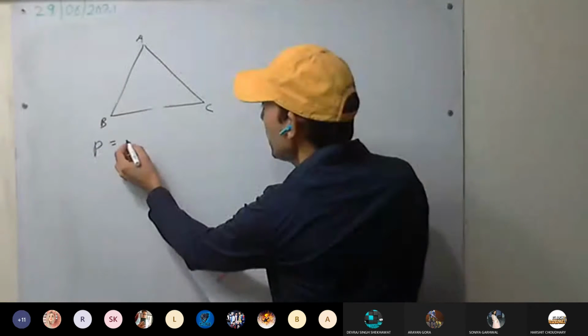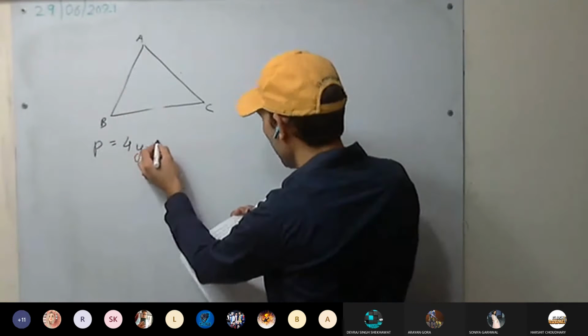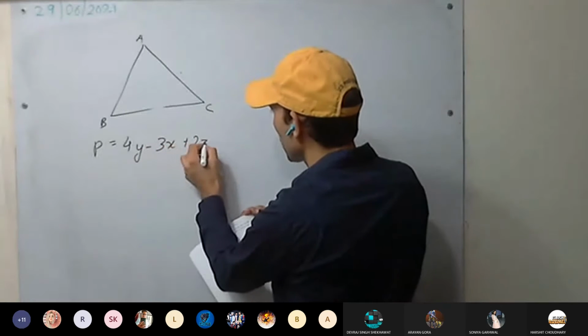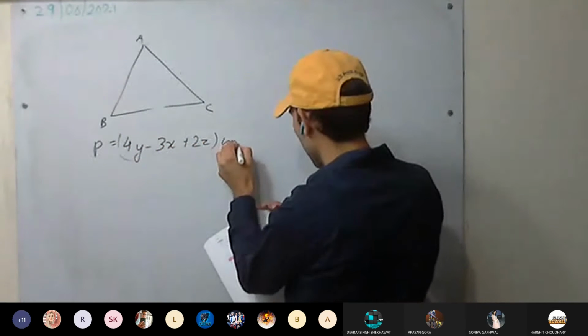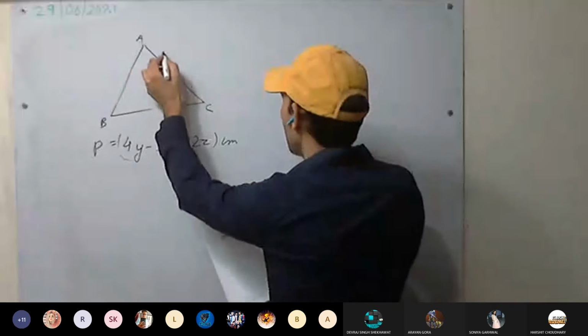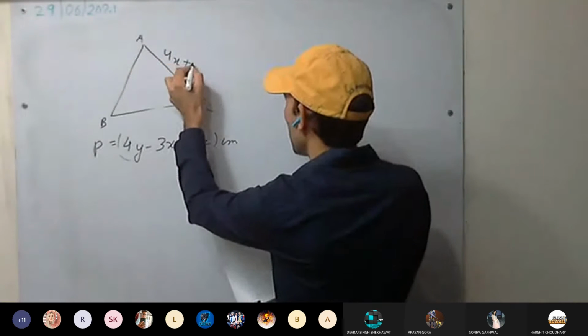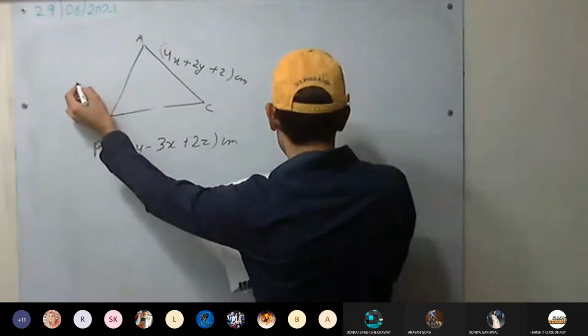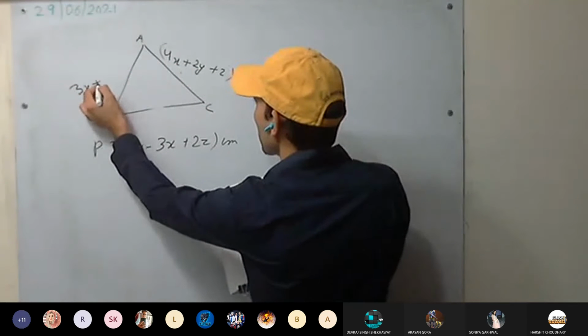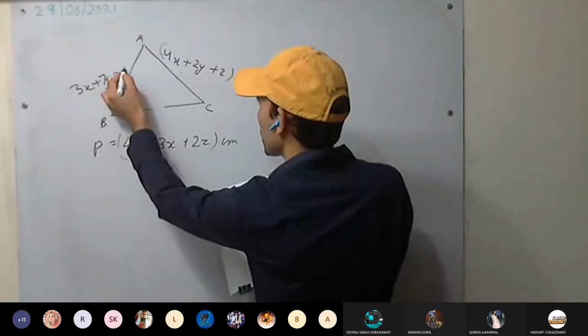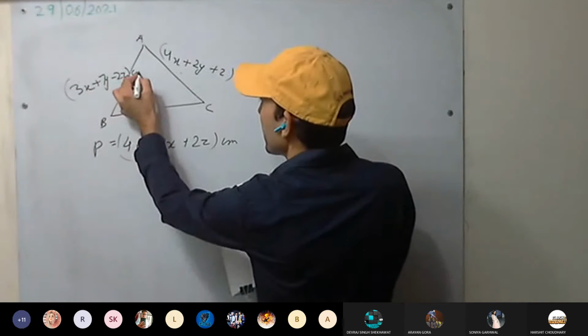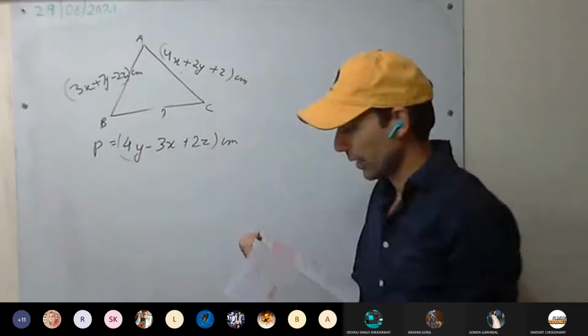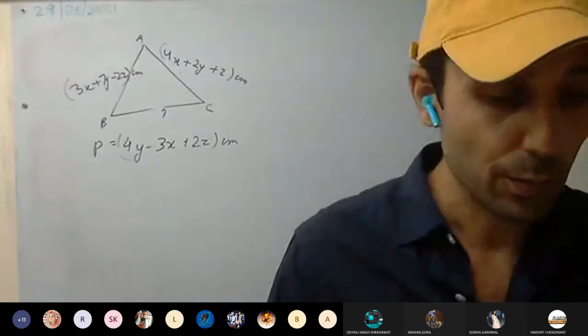So the perimeter is given as 4y minus 3x plus 2z centimeters. One side is given as 4x plus 2y plus z centimeters. The other side is given as 3x plus 7y minus 2z centimeters. And you have to find the third side. So how are we going to proceed?